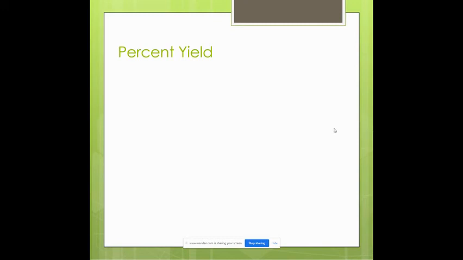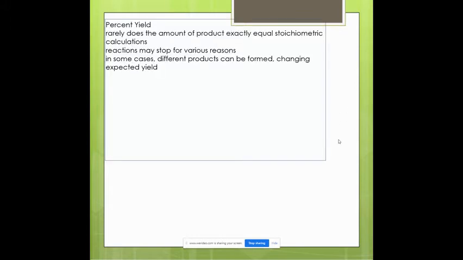Okay, welcome to our last installment of discussion for stoichiometry. The last thing that we need to talk about is percent yield. So what percent yield is, it determines what percent of products were actually formed versus what we expected. So what we've been calculating so far in our BCA tables is the expected yield. That's what we expect to make.